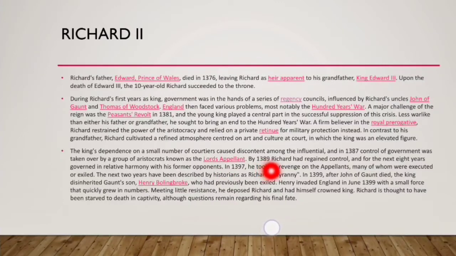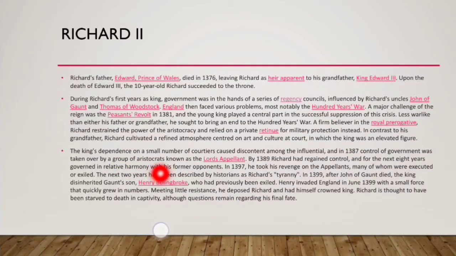By 1389, Richard had regained control, and for the next 8 years governed in relative harmony with his former opponents. So in 1389, Richard regained control over his throne, and he lived in harmony with his former opponents, that is the Lords Appellant, because remember, the Lords Appellant took power from Richard. Now he took his revenge on the appellants in the year 1397. Soon after, around 10 to 12 years after, he took his revenge on the appellants and executed them. Most of them were exiled and some of them were executed.